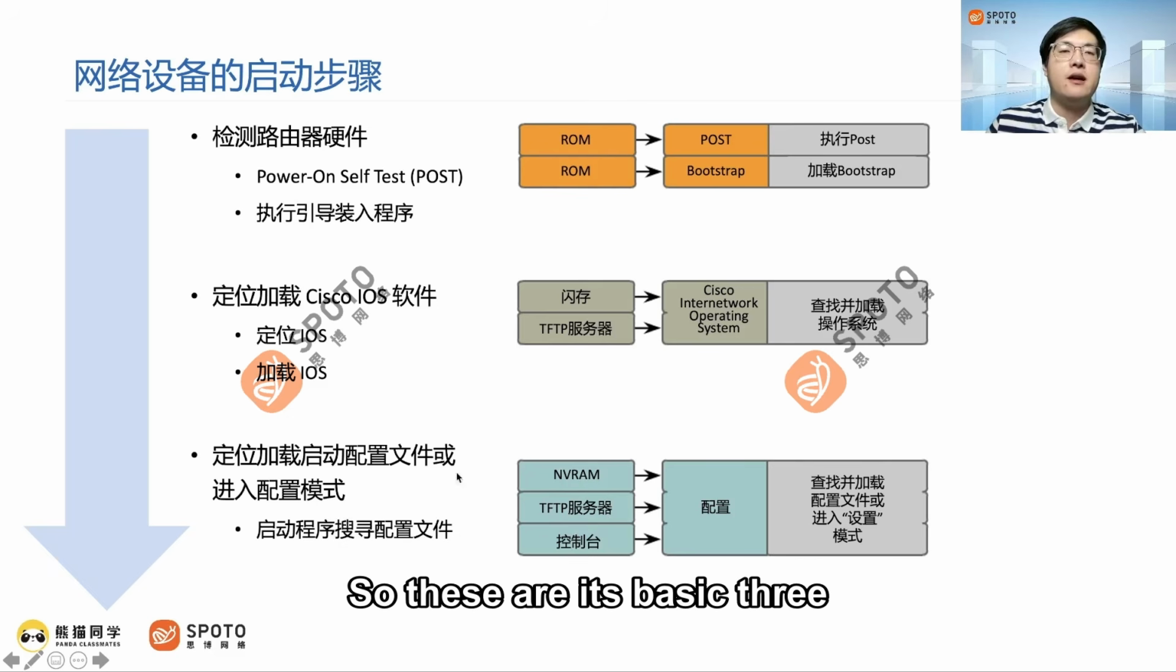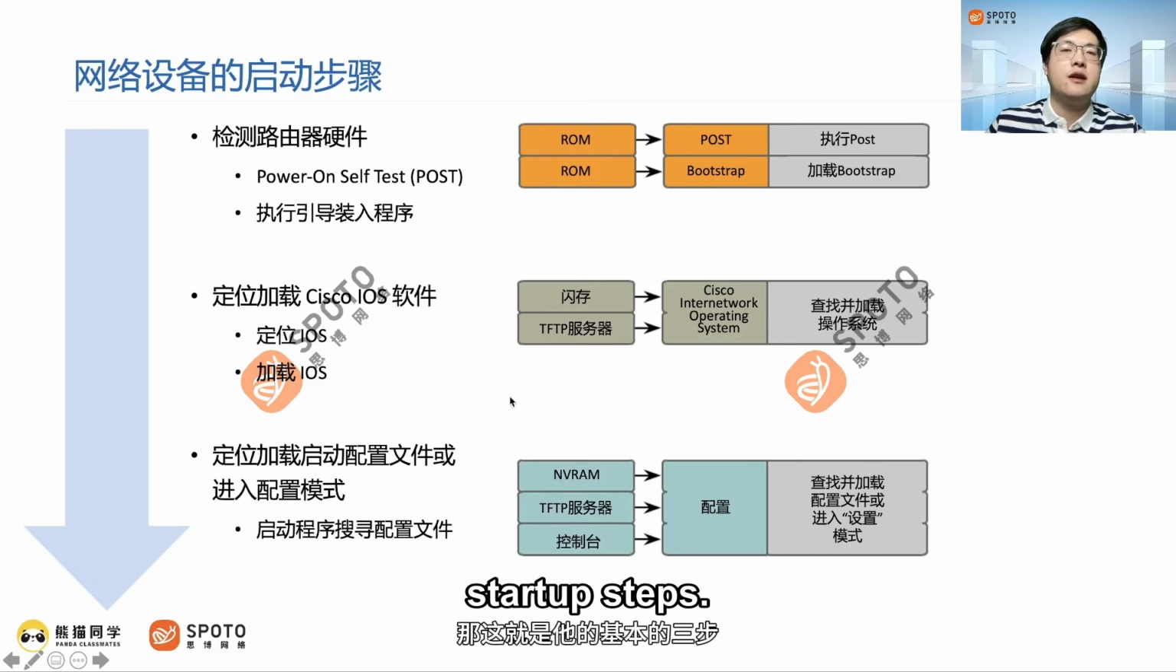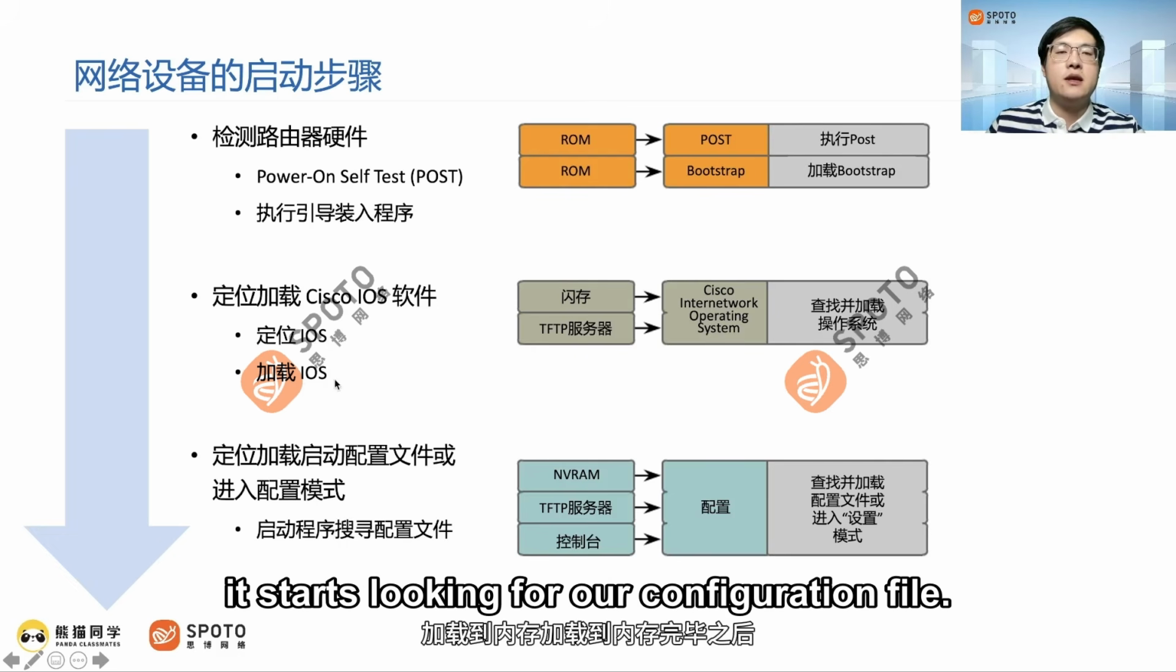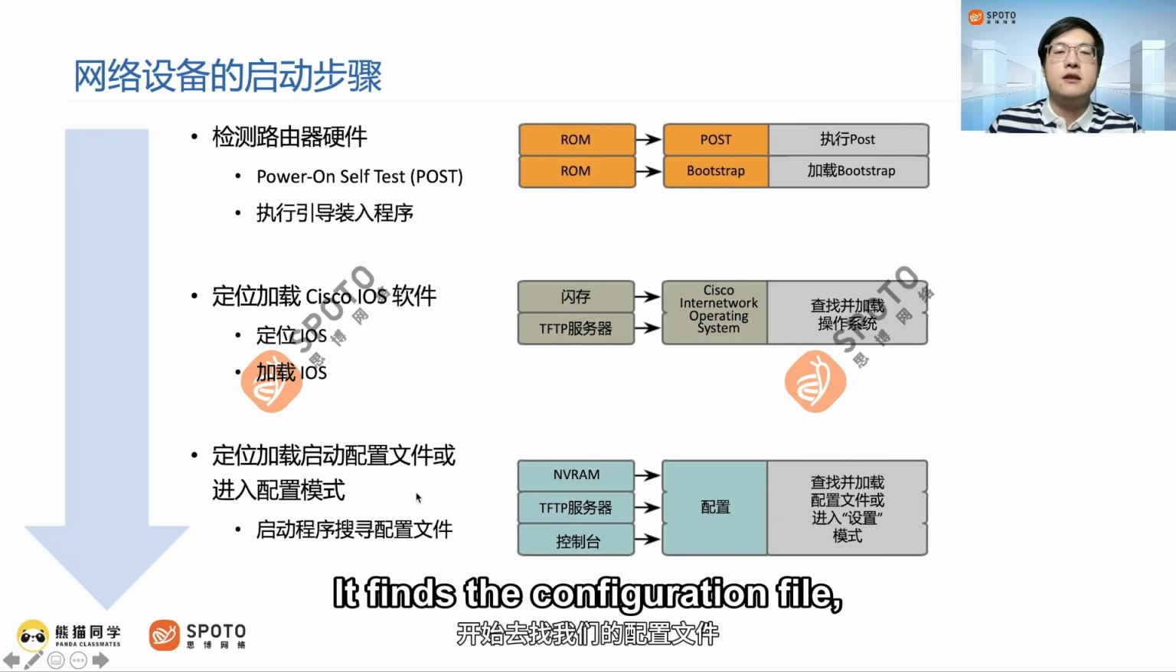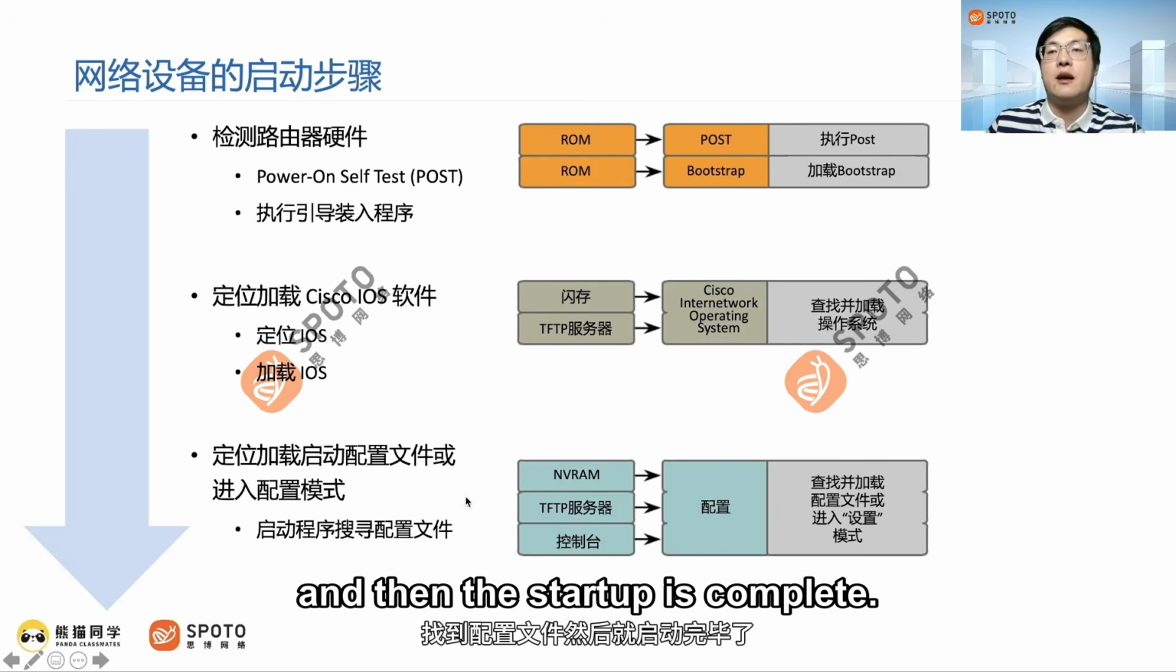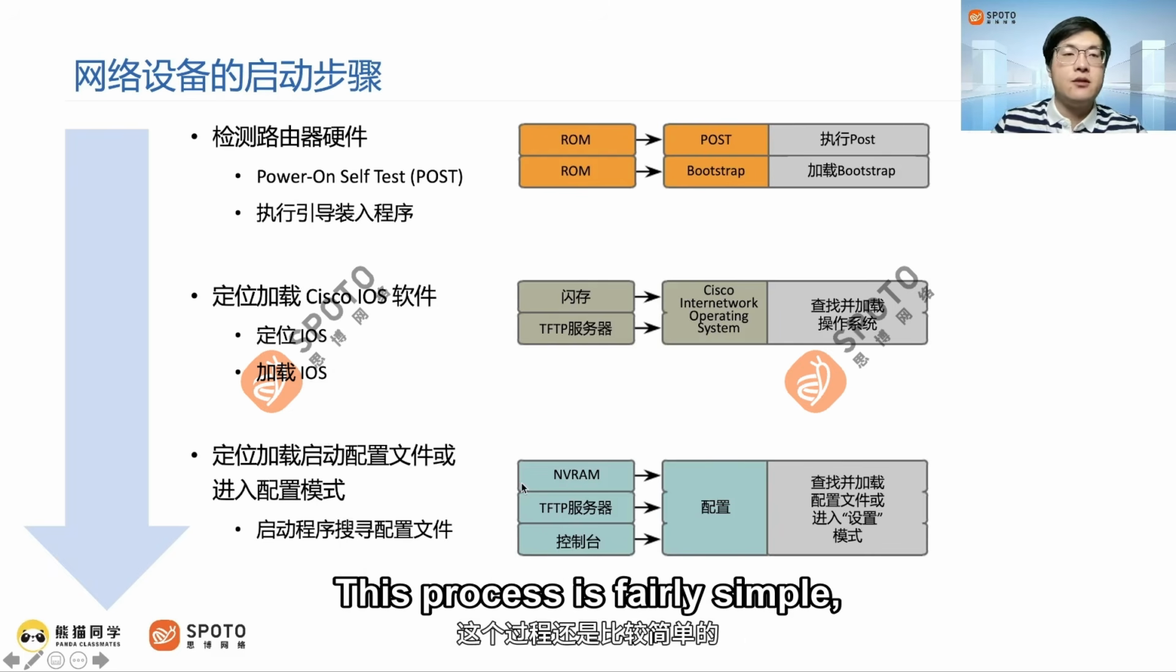So these are its basic three startup steps. First, POST. Then, if no issues, it boots. It loads our IOS. It starts looking, finds the IOS and loads it into memory. After loading, it starts looking for our configuration file. It finds the config, and then the startup is complete. This process is fairly simple.